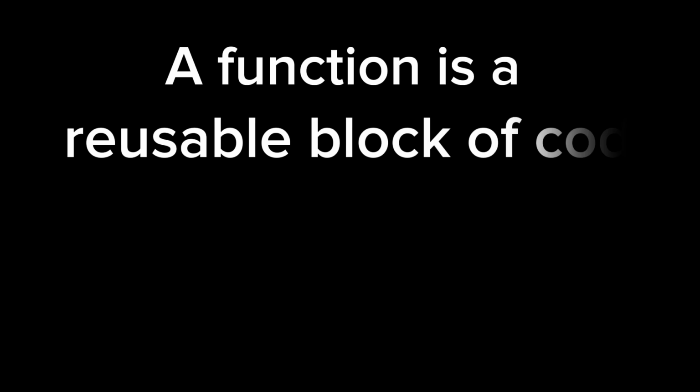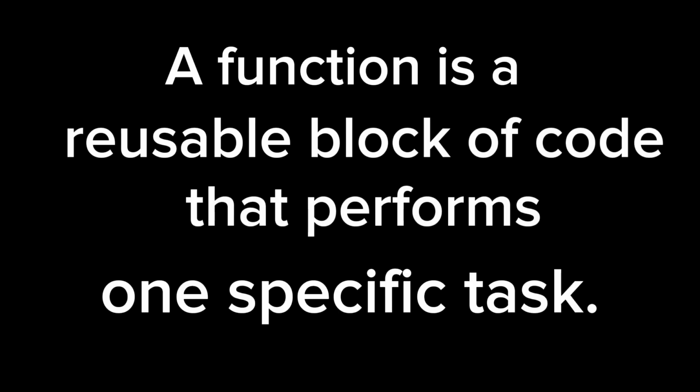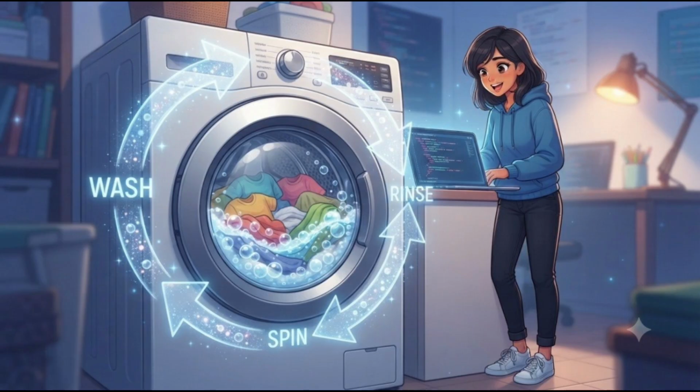Next one is functions. A function is a reusable block of code that performs one specific task. For example, think about a washing machine. You press one button and it automatically fills with water, washes the clothes, rinses them, and spins them. You don't have to control every single step. A function works the same way.